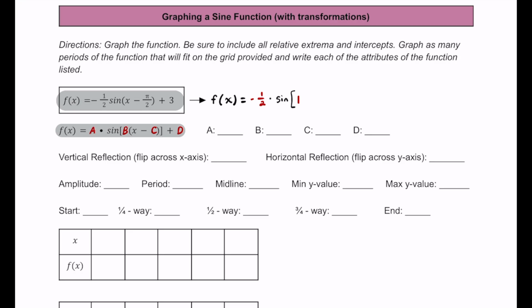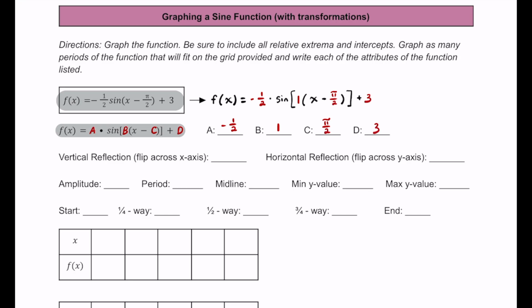This is going to be a b value in front, so we just have a 1. So it's going to be 1 multiplied by what? We have 1 times x minus, and then we have a pi over 2. That's going to be c. I'm going to go ahead and close that parentheses. And then finally, we're going to have plus a 3 at the end, and that's going to be our d value. So in this function, a is equal to -1/2, b is equal to 1, c is equal to positive pi over 2, and d is equal to 3.